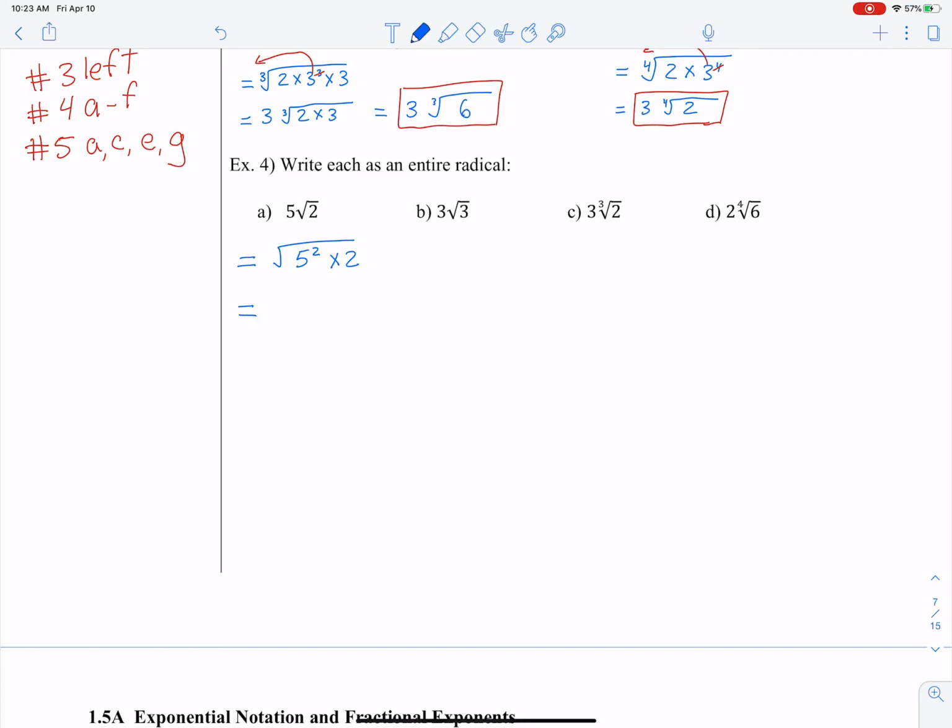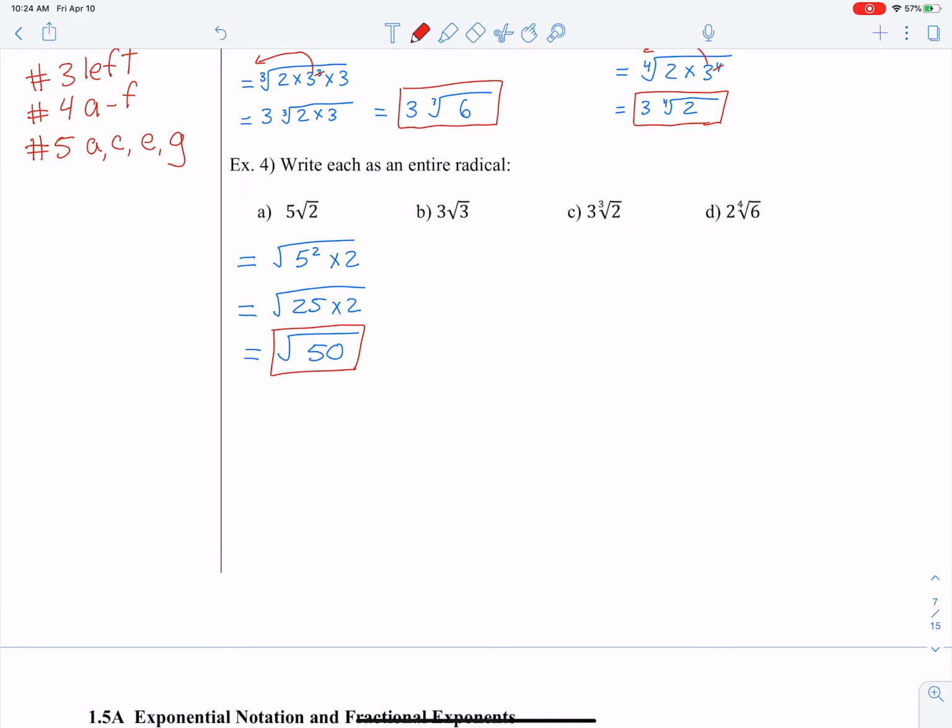Then we want to simplify that. So we're going to multiply out 5 squared. We get 25 times 2. And then we multiply those together, so we get root 50. So now we have one number under our radical sign, and that's our final answer.